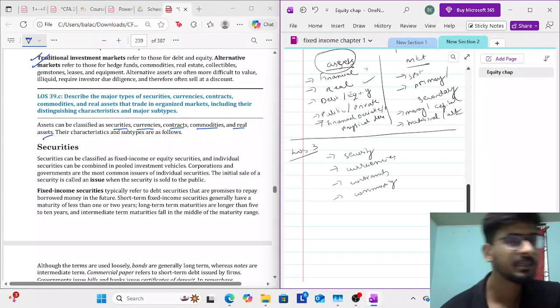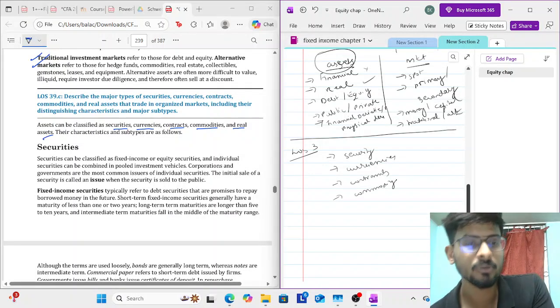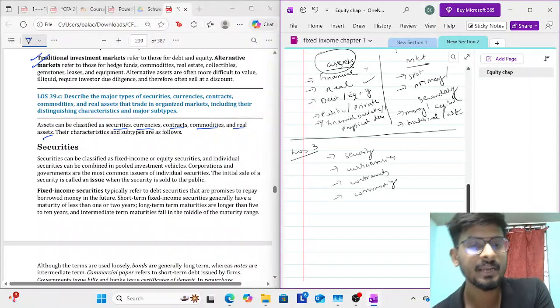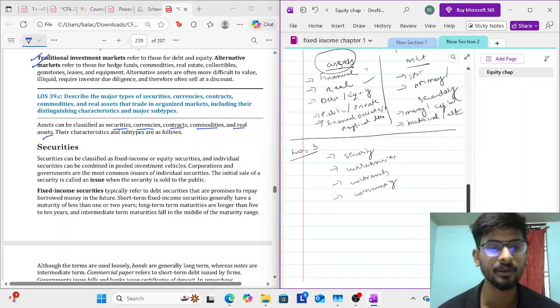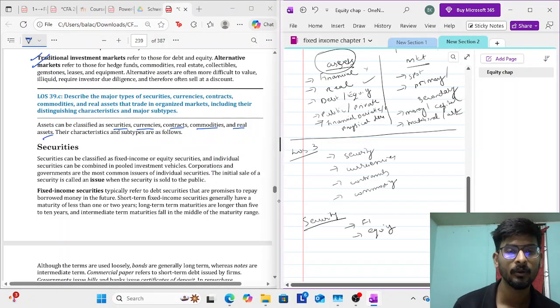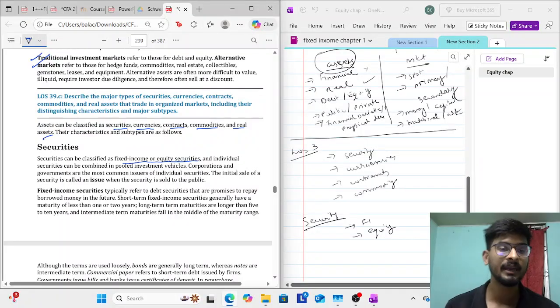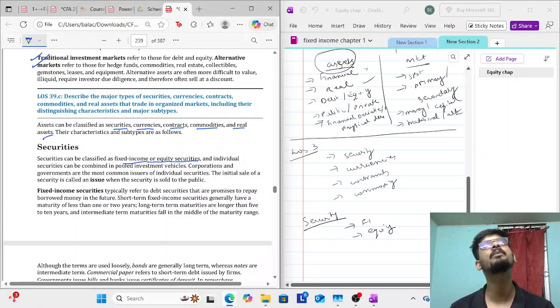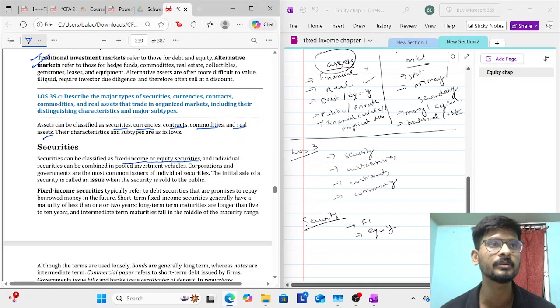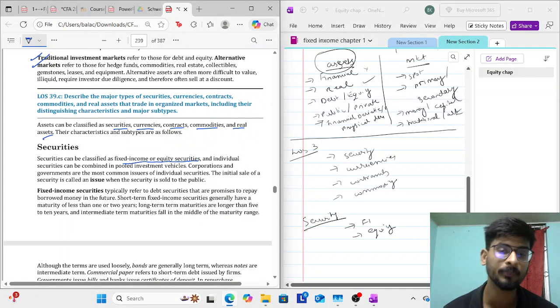So everything, taxation, regulation, everything is dependent on the type of security. So we need to learn in depth what they mean. Securities can be classified as fixed income or equity securities. Individual securities can be combined in pooled investment vehicles. So everyone is giving funds to a mutual fund. Everyone is depositing, let's say, 100 rupees. Now the mutual fund manager is actually pooling them.